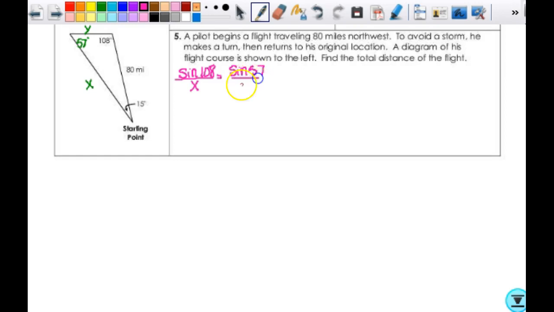divided by 80. Okay, so I cross multiply, x times the sine of 57 is equal to 80 times the sine of 108. That means that x equals 80 times the sine of 108 divided by the sine of 57. So I'm going to type that in the calculator. I'm going to put that 80 times the sine of 108 divided by the sine of 57. And I'm going to store this number because I'm going to need it.